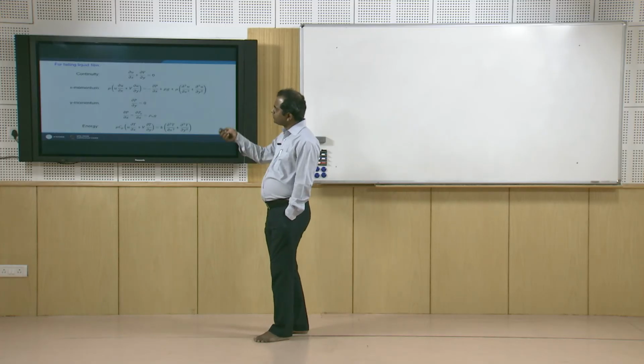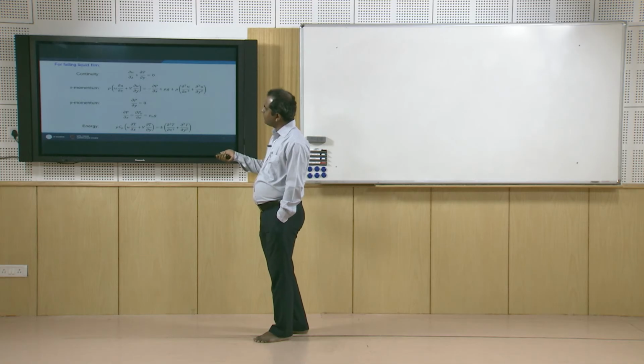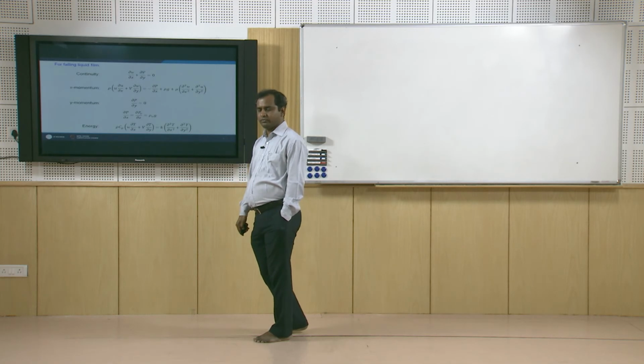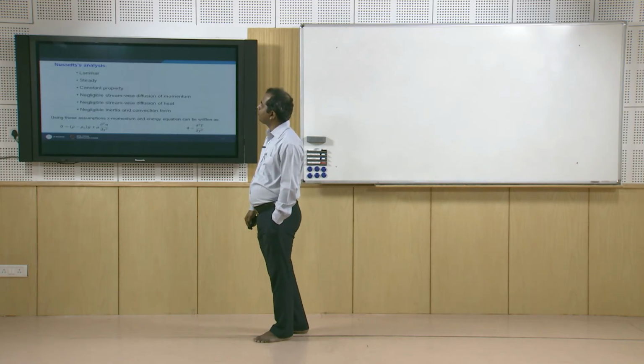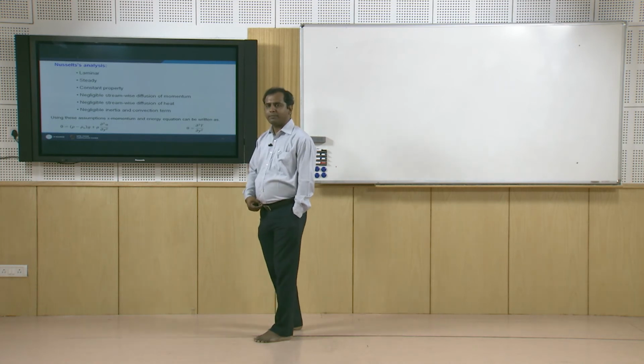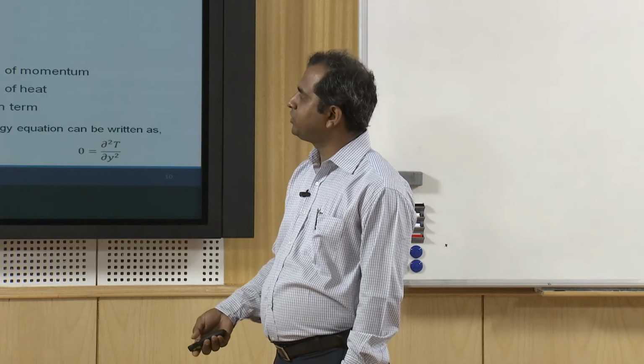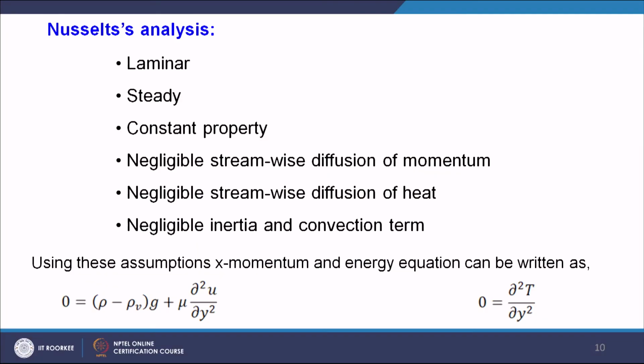Next, to reduce this number of equations, you see over here we are having at least 1, 2, 3, 4 equations. So, these 4 equations, if we try to now reduce the number of dependents, then what we will be doing, we have to take some approximations. So, first approximation what we take is called Nusselt's analysis. So, Nusselt, he has proposed this one.